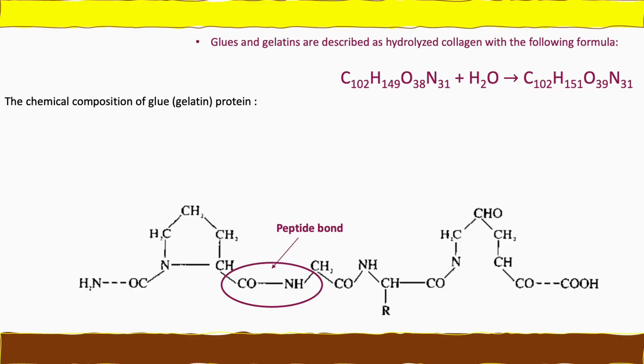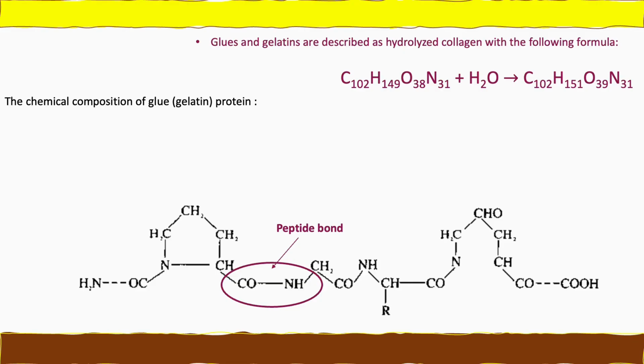Now, the glues and gelatins are basically described as hydrolyzed collagen, and the formula which is used is C102H149O38N31. When it is hydrolyzed, water molecules get attached and we get C102H151O39N31. This is the process of conversion of collagen into gelatin.